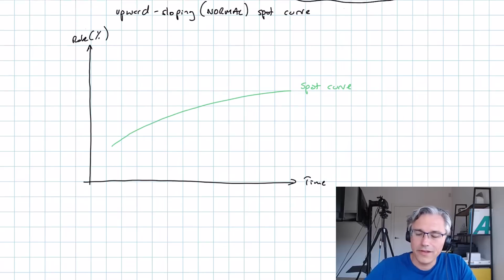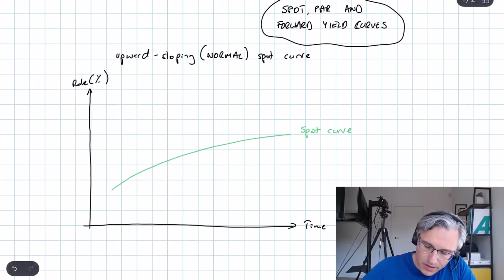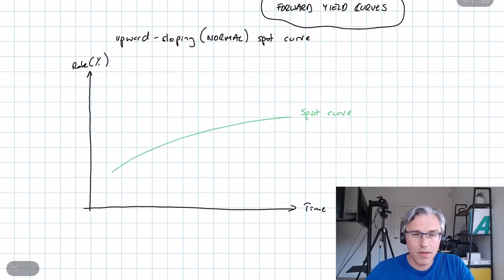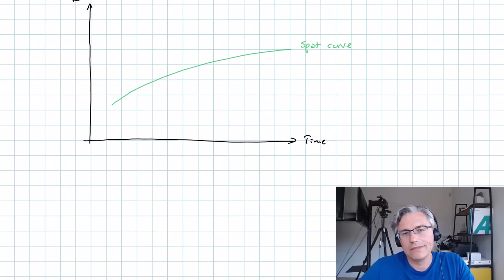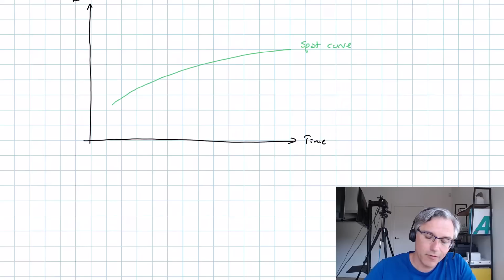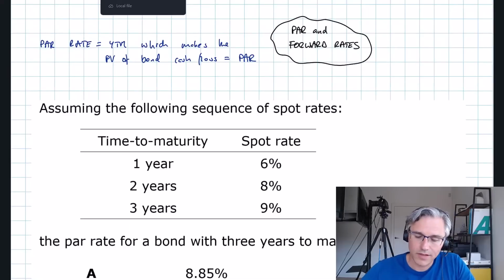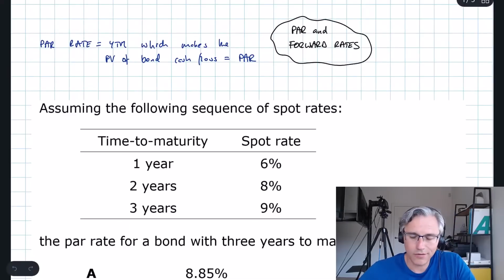Where will the par curve be in relation to this? Remember, par rates, we discussed this in the previous video, that's the coupon rate or the yield to maturity, which will make the price of a bond equal to 100, equal to par. And let me just go back to the note from the previous lesson. I saved that to be able to show you this.